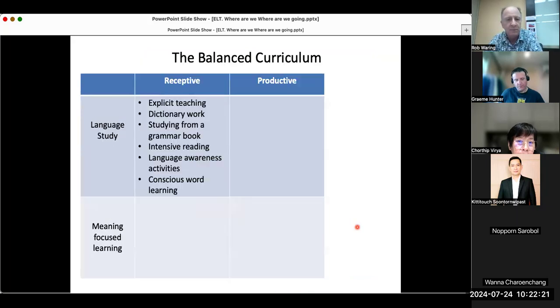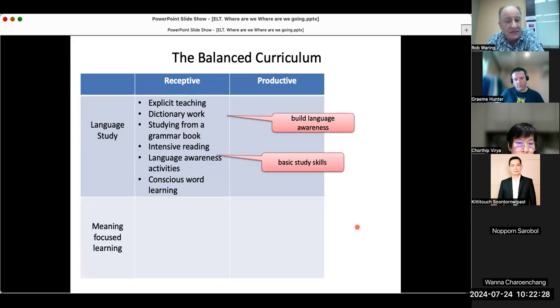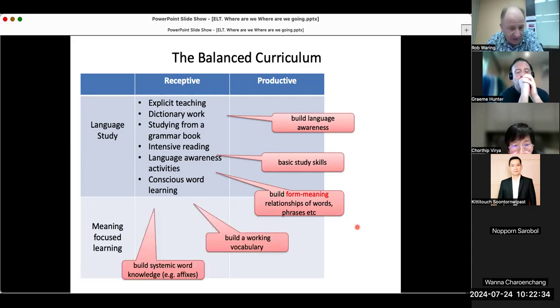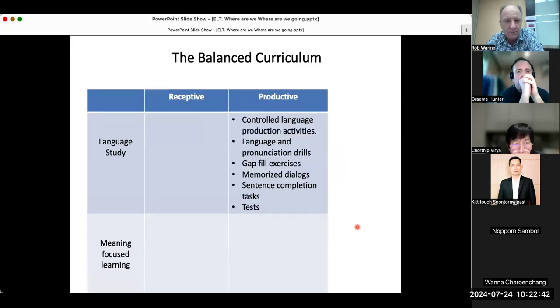So for this top left box here, this is all about building language awareness. It's about building basic study skills, building form-meaning relationships, building a working vocabulary, and building, for example, systematic word knowledge, for example, the knowledge of affixes, derivatives, and so on. So it has a very strong language-focused approach.